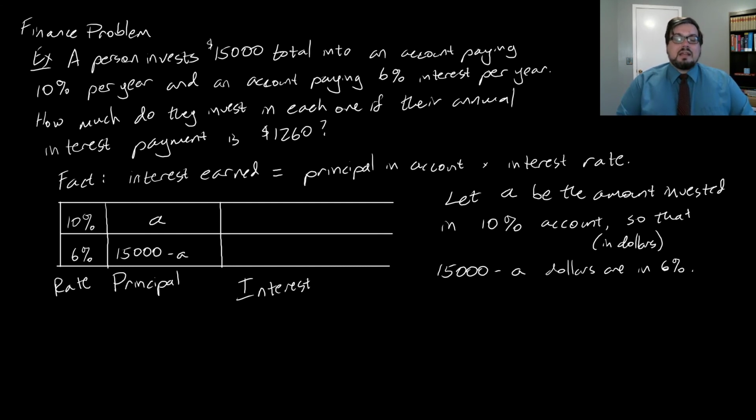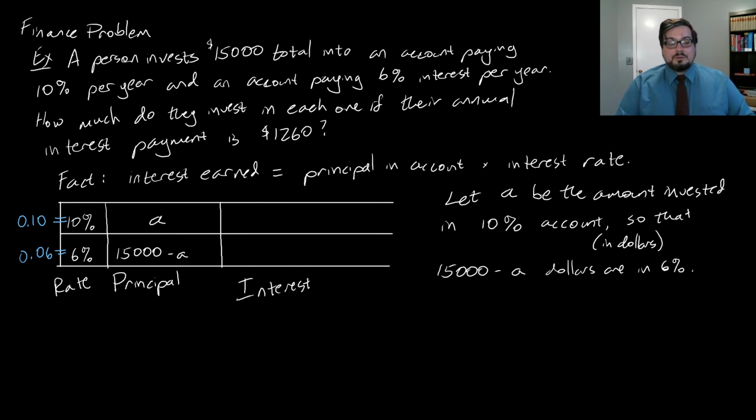Well, now we can get expressions for the interest in each case. The thing that we do have to remember here is that when we are using these formulas for calculating interest, we don't use the percentage, we use the decimal form of it. And the decimal form of 10% is 0.10, and the decimal form of 6% is 0.06. These are the ones that we have to use.